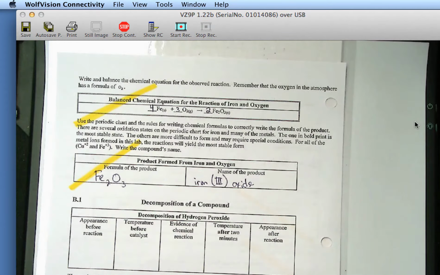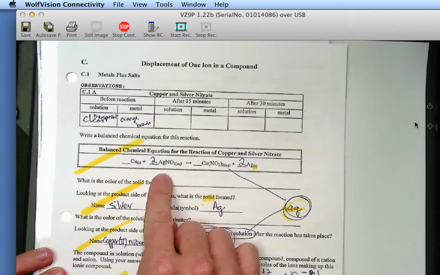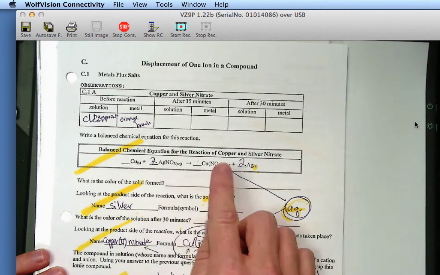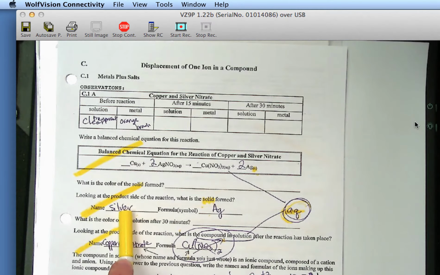All right, on page 79, I'm going to go over this one with you. This is copper reacting with silver nitrate, gives you copper 2 nitrate and silver. Looking at the product side of the reaction, the solid that's formed is indicated by the little s. That means solid. So the symbol is Ag, the name of it is silver.